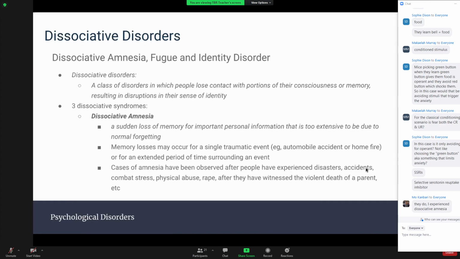So the amnesia part is the sudden loss of memory, and in this case, of important information that is too extensive to be due to normal forgetting. What I mean by this is that we've talked about amnesia in the previous lecture when we were talking about retrograde and anterograde amnesia, but here, what we're talking about is something that is atypical. It's things that are too big to typically forget quite as easily.